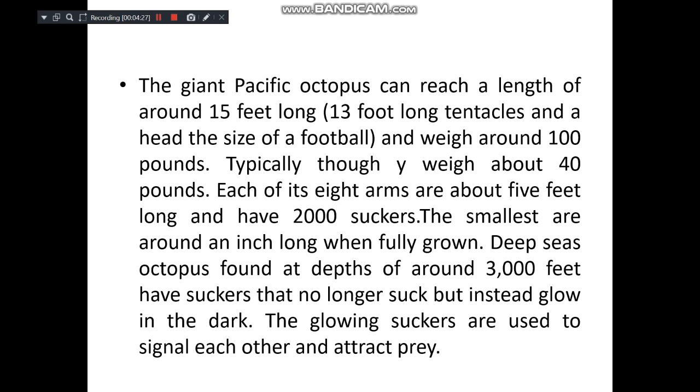The smallest octopuses are about an inch long. The octopus assigned to the deep sea, known as the deep sea octopus, is found at depths of even up to 3,000 feet.